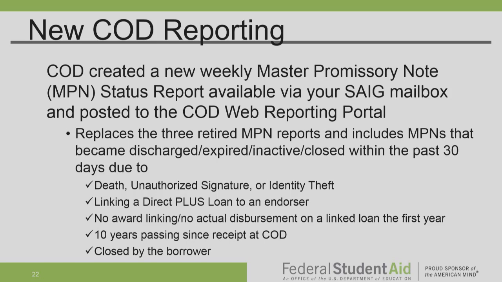10 years passing since receipt at COD. MPNs are good for 10 years. Depending upon how your school uses it, you may be using MPNs or linking your loans to MPNs that are that old. But once they get to 10 years, they expire. And thereafter, a new loan would require a new master promissory note to be linked to it. So that's another reason why you'll see loans on this report. And then closed by the borrower. Borrowers always have the right to close an MPN if they wish.